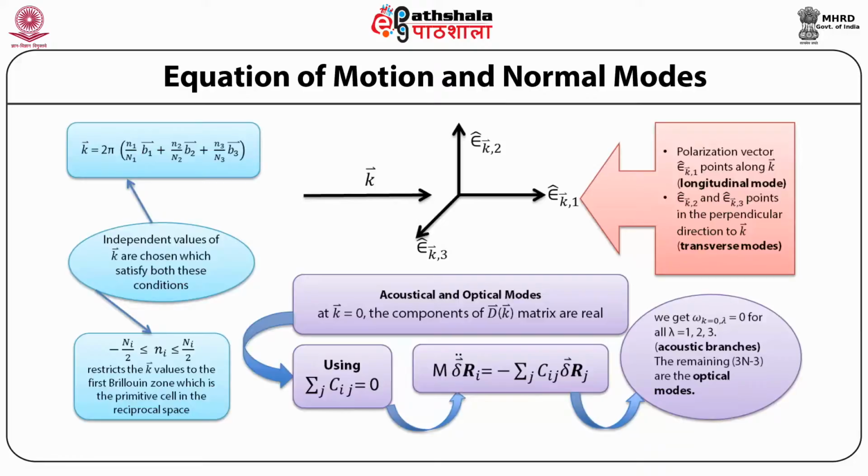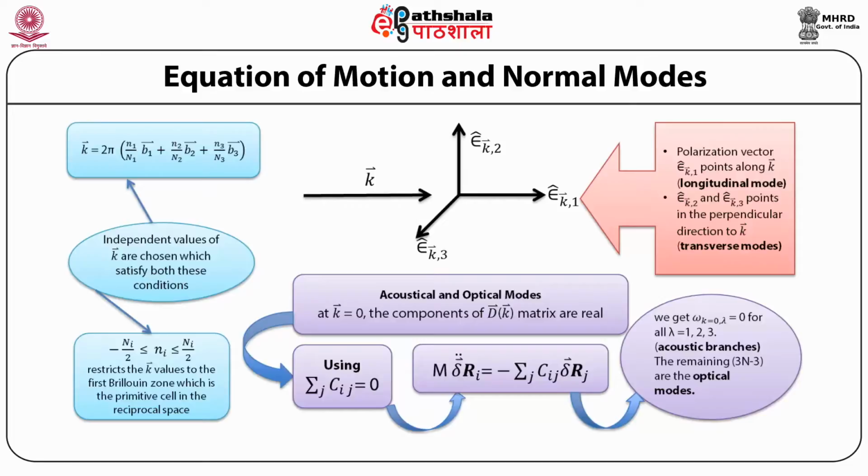Now doing this we can say that epsilon k1 is the longitudinal mode because it is going in the direction of k, while epsilon k2 and epsilon k3 are the two transverse modes. So you now have one longitudinal and two transverse modes. Having found one longitudinal mode and two transverse modes, we are in a position to discuss acoustical and optical modes. Acoustical and optical modes you have already learned in one dimension, so let us do that again in the three-dimensional case.